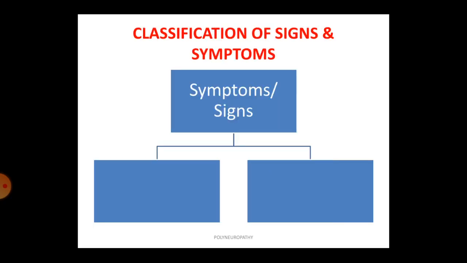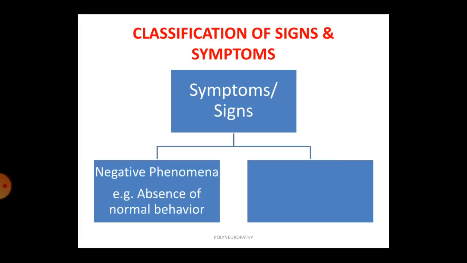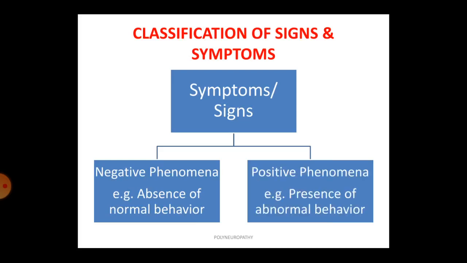Now, the symptoms and signs will be classified under two headings: positive signs and negative signs, or positive phenomena and negative phenomena. So what are they? Negative phenomena means the absence of normal behavior, and positive phenomena means the presence of abnormal behavior. Now see properly: whether it is absence of normal behavior or presence of abnormal behavior, both are abnormal only. In negative phenomena, behavior is reduced, and in positive phenomena, behavior is increased.